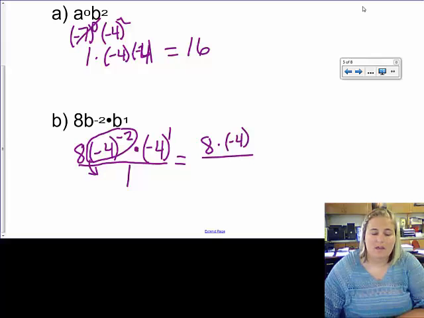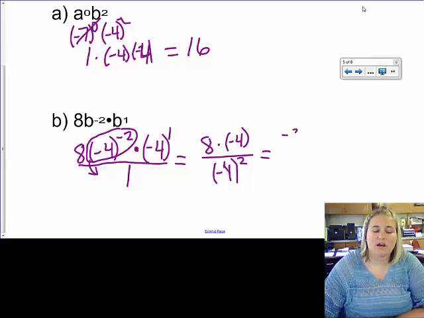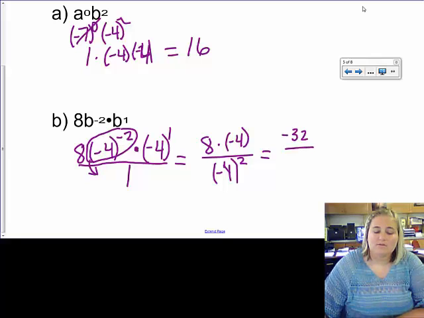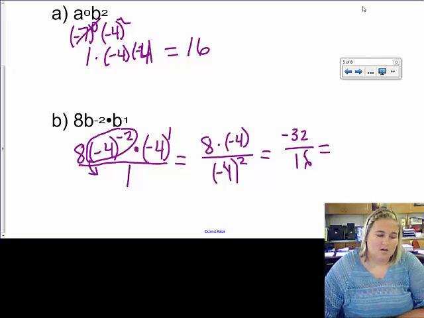So on top, I'm left with 8 times negative 4 over, this moved down, remember, so it's 1. I don't need to show that anymore because it's 1 times this, which is going to be negative 4. And instead of the negative 2, it is now going to be the positive 2. So on top, 8 times negative 4 is negative 32. On the bottom, I have negative 4 times negative 4, which is going to give me a positive 16. Negative 32 divided by 16 gives me a negative 2. Final answer.